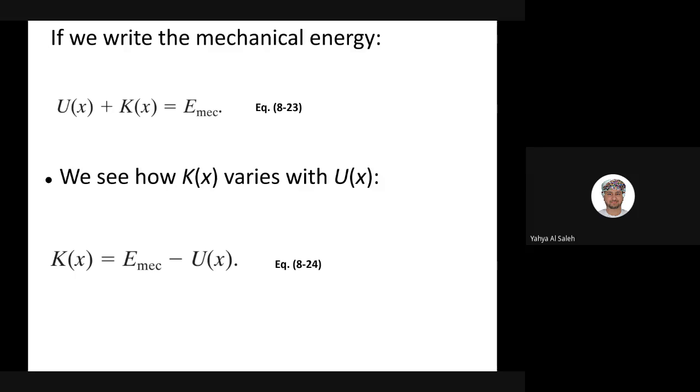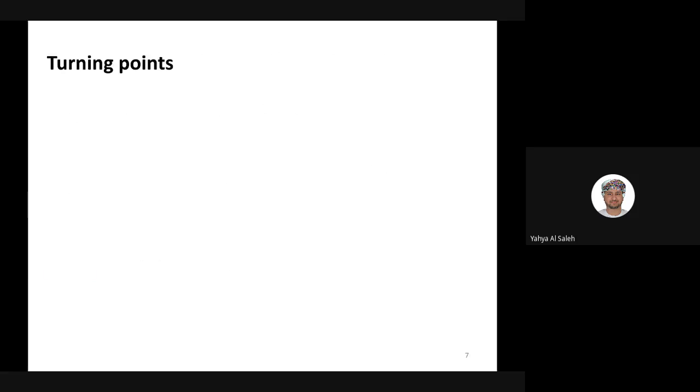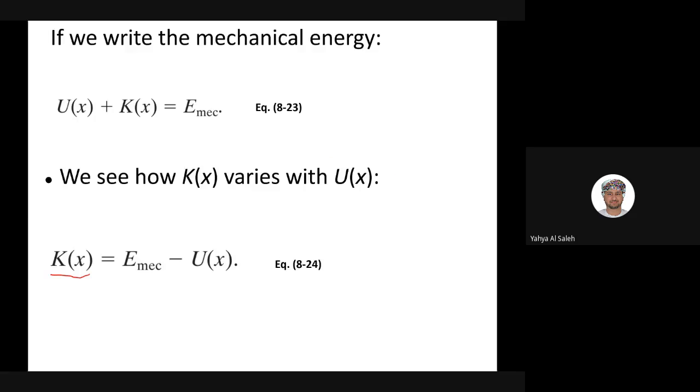Well, here's another way to explain it. My kinetic energy is my total mechanical energy minus my potential energy. Yeah. So it gives me a limitation of how much kinetic energy I have. Is this clear or is it confusing?